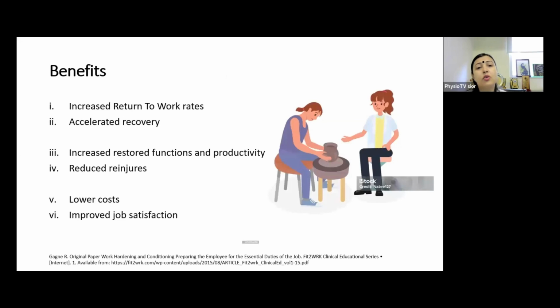So the benefits of a work hardening program are shown in the literature. There is increased return to work rates. There is an accelerated recovery. So a person going for work hardening versus not going for work hardening, it has been seen that the person who's going for work hardening will mostly have an accelerated recovery and increased restored functions and productivity, and also reduced re-injuries are seen in these workers.